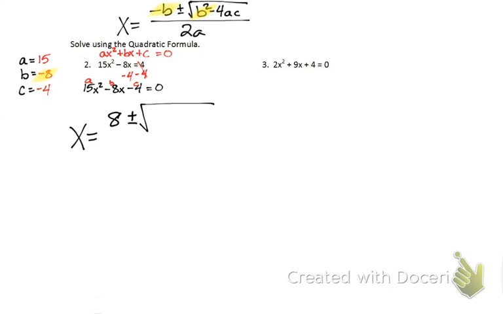Well, what is negative 8 squared? I'm going to maybe skip a step here. Negative 8 squared is positive 64. Then I have minus 4 times a times c. Now don't skip this step at all. Make sure you write this out. So negative 4 times a, well, a is 15, and times c, and c is negative 4. And then this is all divided by 2 times a, so 2 times 15.